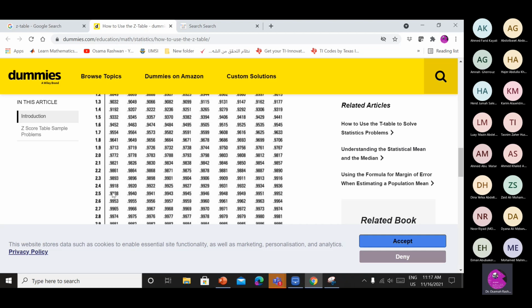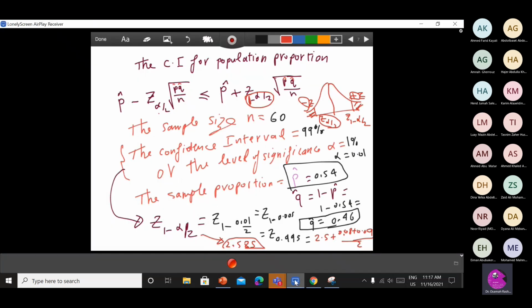The main point to have the value of Z is 2.5. Now to decide it, you are going to go for the decimal places. This is in the decimal place of 0.08, and this is in the decimal place of 0.009. This is why I have to add them together and divide by 2. I end up with Z equal to 2.58.